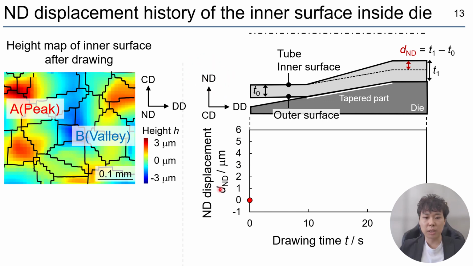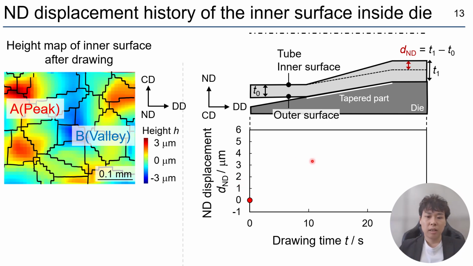Therefore, ND displacement directly represents the local upward or downward movement of the inner surface. By evaluating this, we can clarify how each grain contributes to inner surface roughening. This ND displacement doesn't include rigid body motion from sliding on the die. So this shows only the amount of grain deformation for ND.